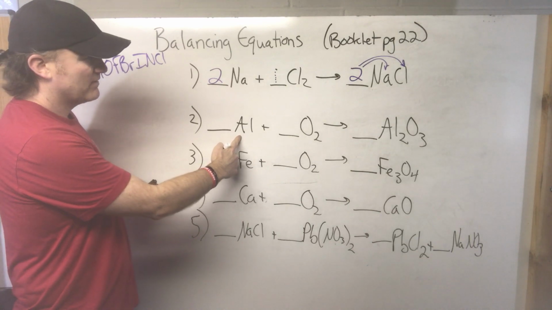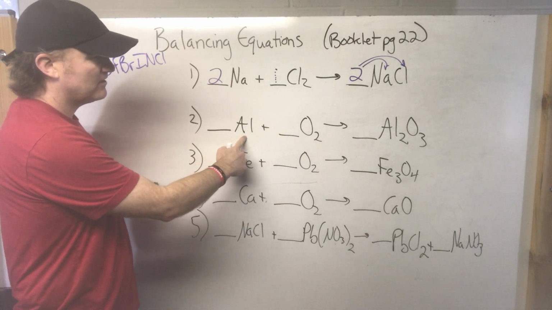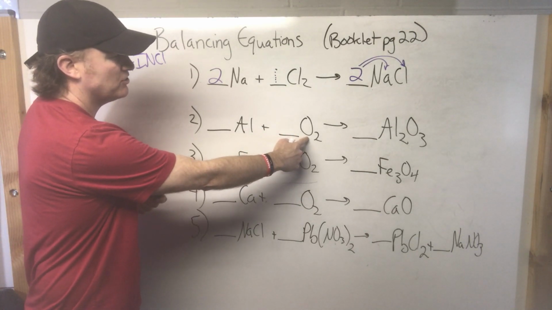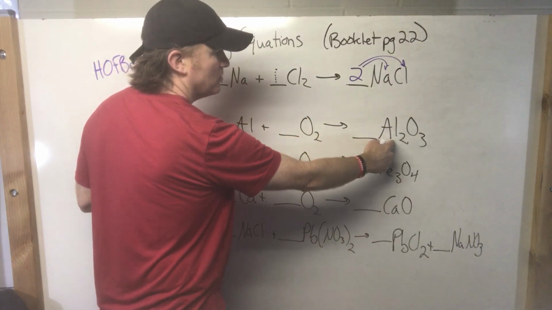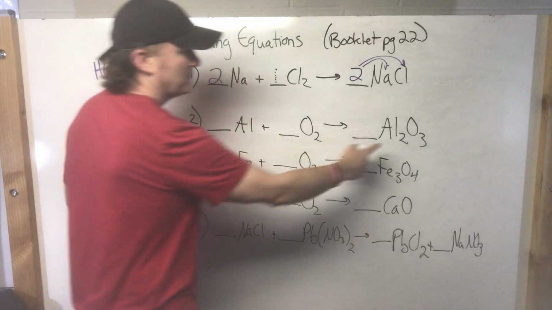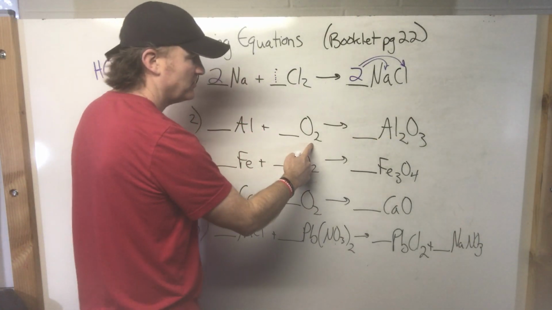Our next one, we have aluminum and oxygen. Aluminum, again, is a single element. Oxygen is a diatomic. So there's already 2 of these, and there's only 1 of these. If we look at our numbers over here, I have 2 aluminums compared to my 1, and I have 3 oxygens compared to my 2.